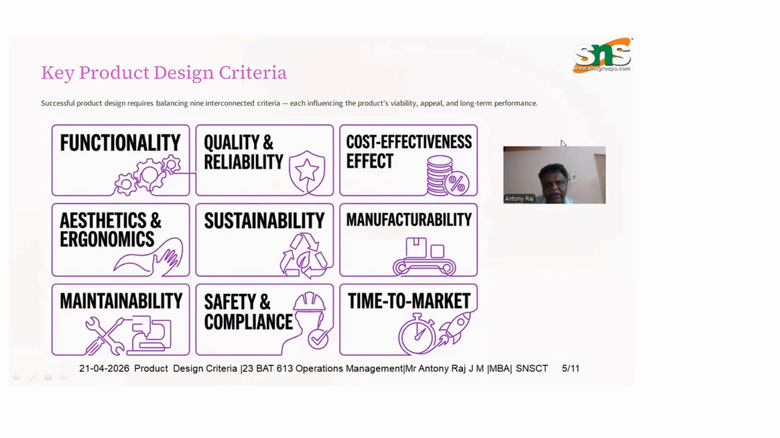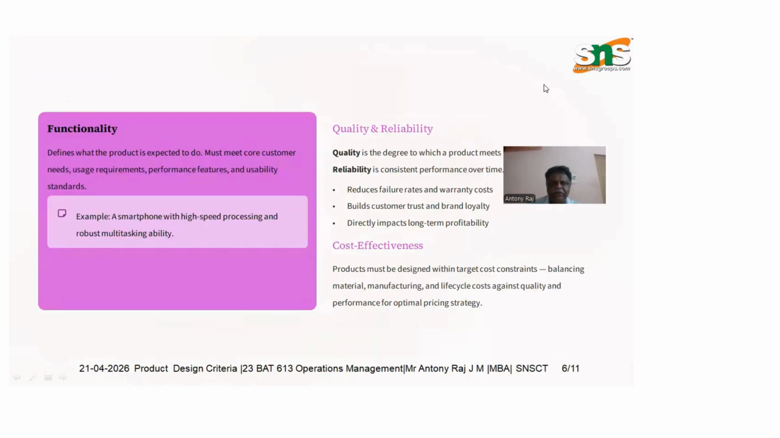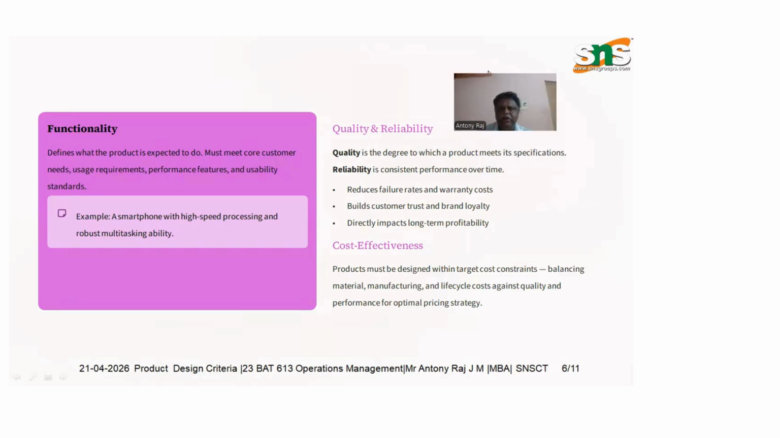So where you see in the 9 criteria, we're going to quickly see one by one. One is the functionality, quality and reliability of the product, cost effectiveness, aesthetics and ergonomics, sustainability, manufacturability, maintainability, safety and compliance, and time to market. So this particular slide gives a complete snapshot of the product design criteria. So what do you mean by these? Now let us look into each of them one by one.